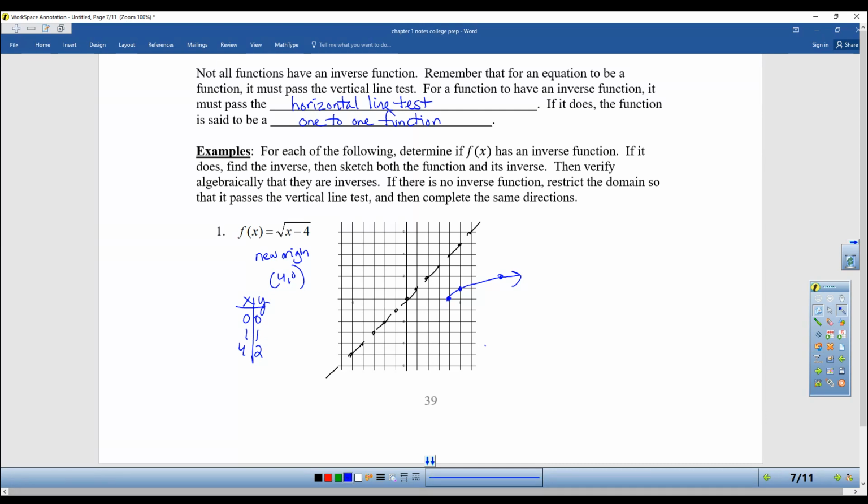So I'm going to say that this is 4, 0. So now I can do 0, 4. This is 5, 1. I'm going to do 1, 5. I can't really do the next one, but I know the basic shape looks like that. So I've sketched both the function and the inverse.